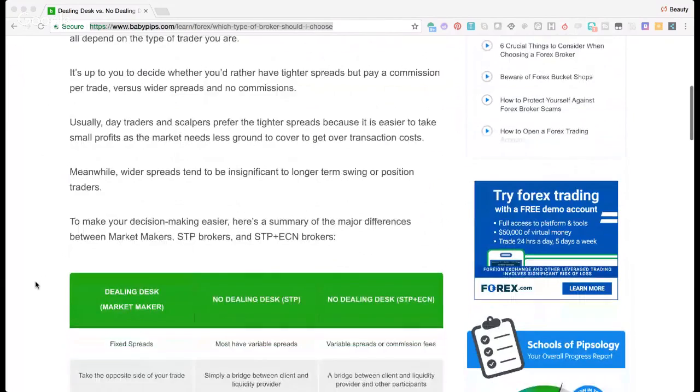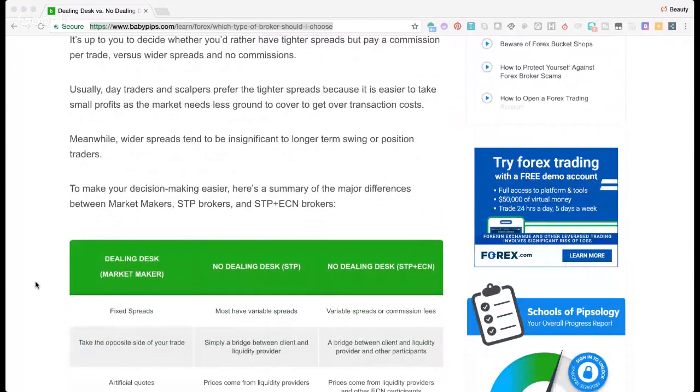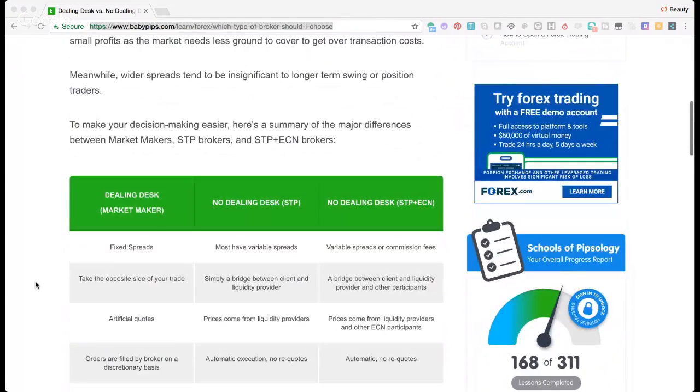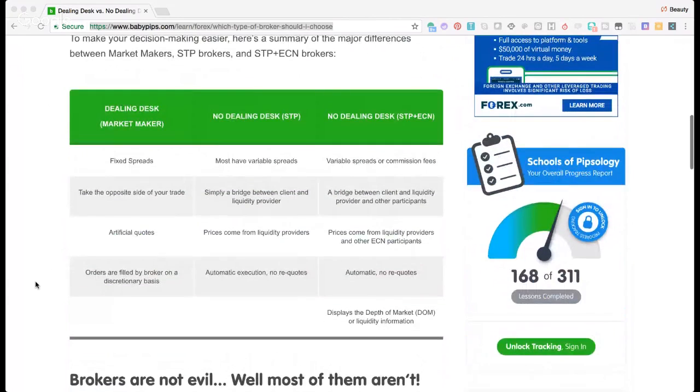To make your decision-making easier, here is a summary of the major differences between market makers, STP brokers, which were covered in the prior lessons, and STP ECN brokers. And here we go. It's a little visual. Dealing desk, market maker. No dealing desk, STPs. No dealing desk, STPs plus ECNs. You'll notice that there's fixed spreads, taking the opposite side of your trade, artificial quotes, orders are filled by broker, all the way over, and you can read that for yourself. We'll go ahead and keep that in.